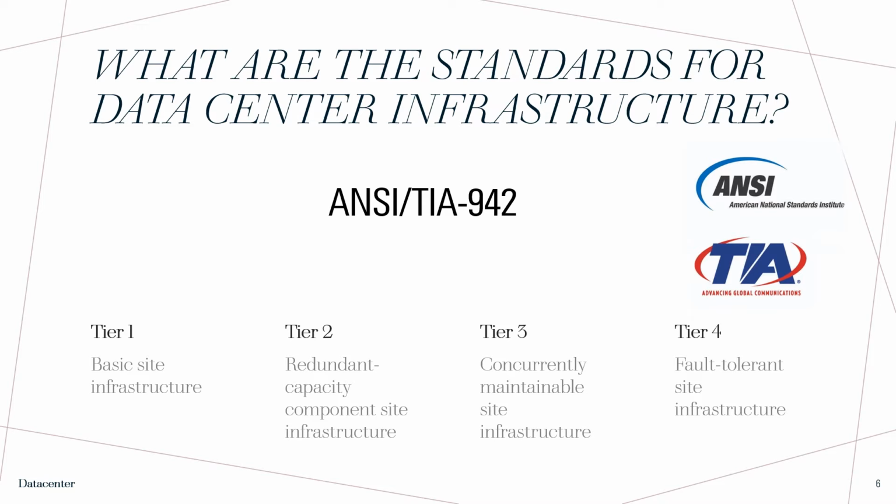Okay, let's talk about the first one, tier 1. The data center offers limited protection against physical events. It has single capacity components and a single non-redundant distribution path. The second one, tier 2. This data center offers improved protection against physical events. It has redundant capacity components and a single non-redundant distribution path.